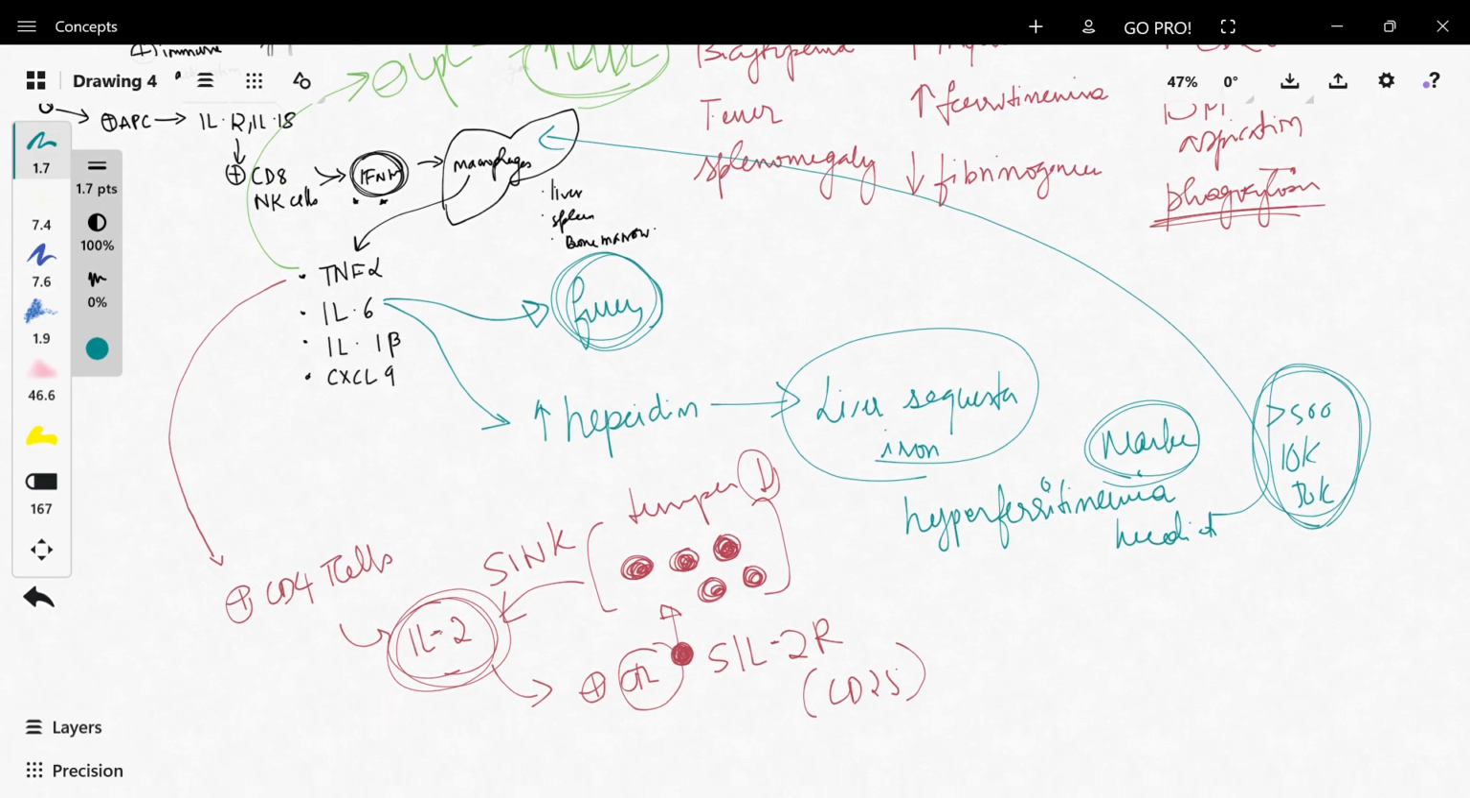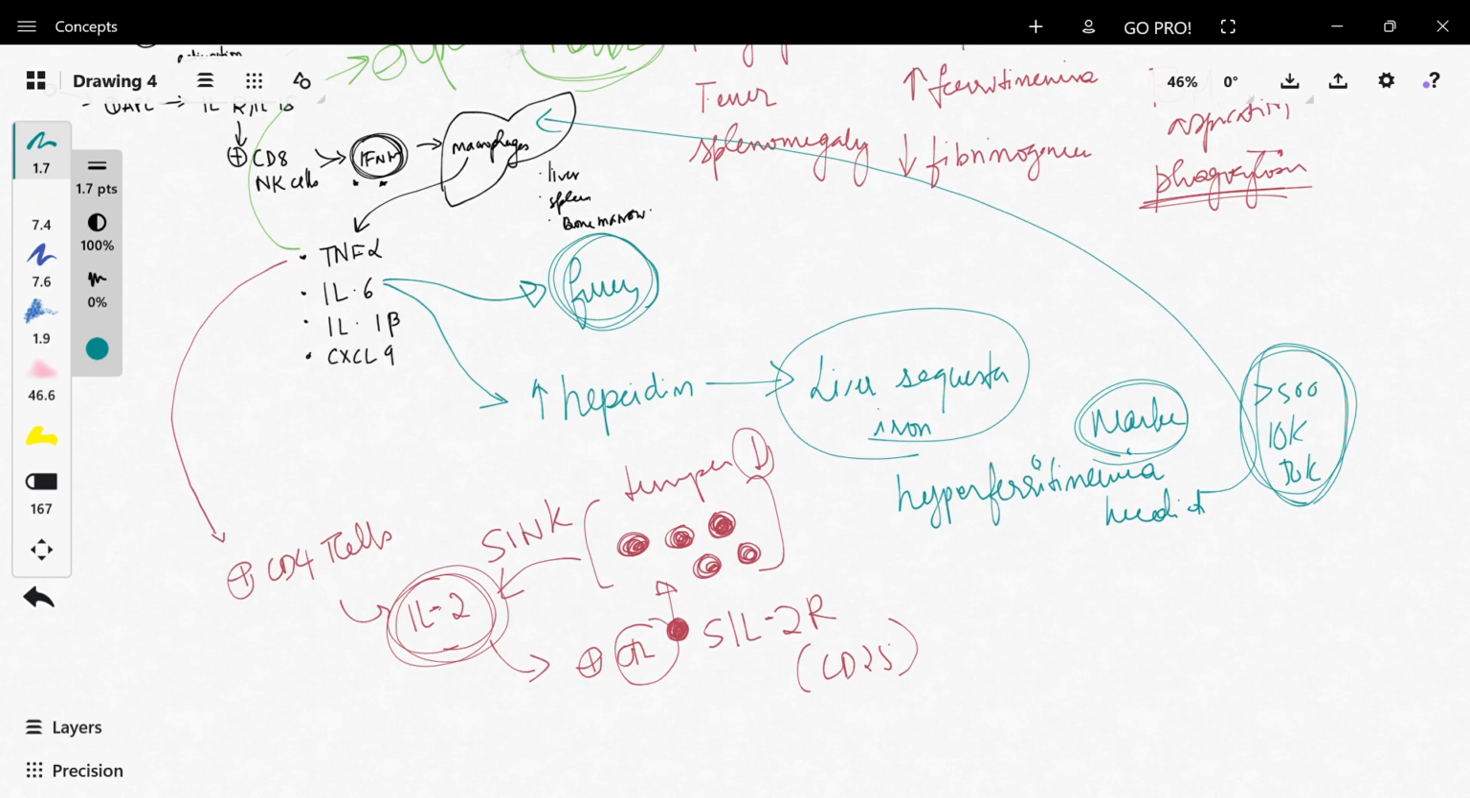Now, IL-2 here is one of the cytokines, like IL-2 as well as IL-6. They both also cause endothelial activation.